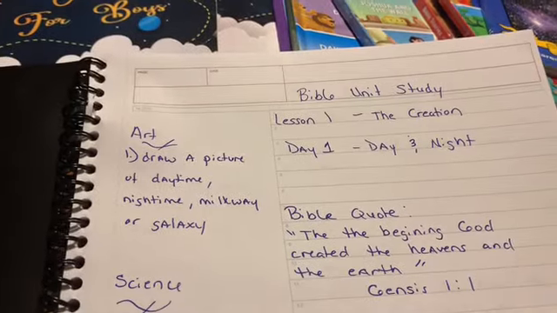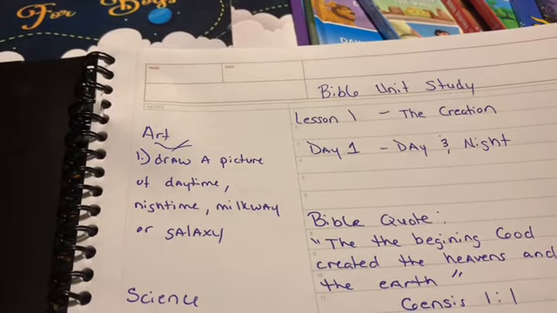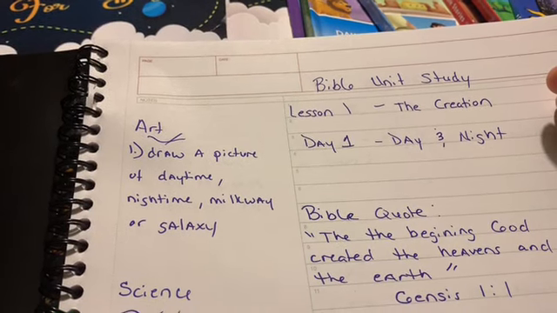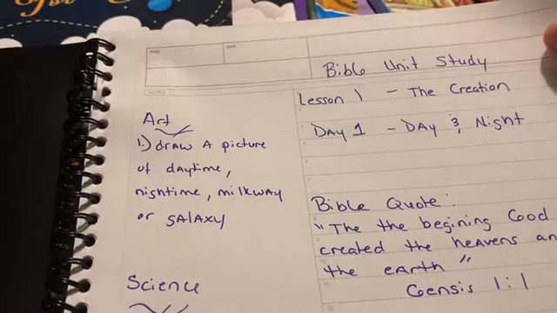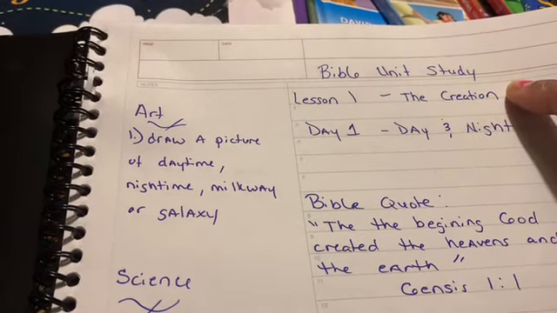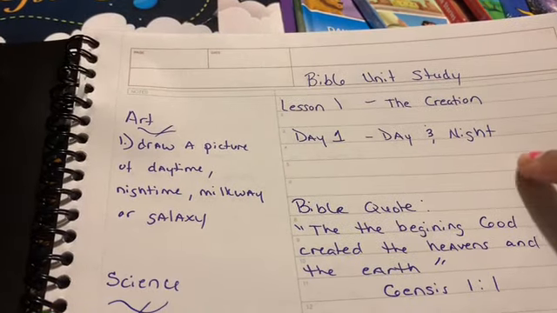So the first thing I do when I do a unit study is I think about what it is we want to do. We originally were going to do space, but then last minute, like last week, I changed it and decided to just do the Bible. So I write at the top of my sheet what we're doing. We're doing the Bible unit study, and we're starting basically from the beginning of the Bible.